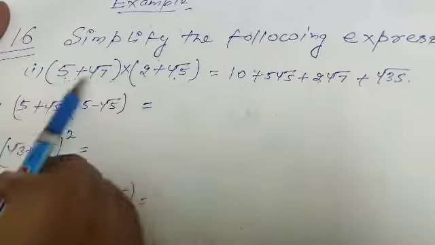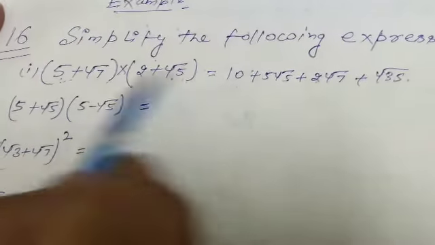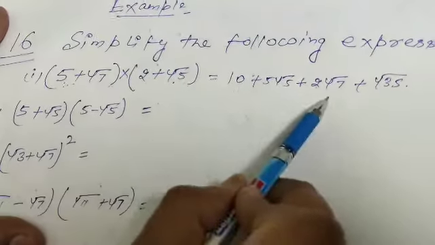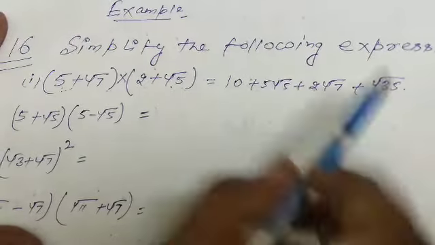Let's see it again. 5 into 2 equals 10. 5 into root 5 equals 5 root 5. 2 into root 7 equals 2 root 7. And root 7 into root 5 equals plus root 35.